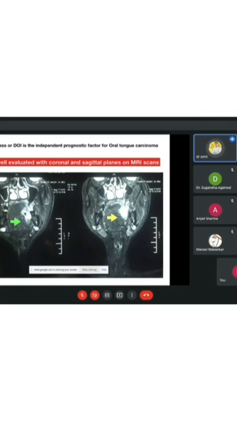inflammation below the ulcer, as well as infiltration of the cancer cells into the intrinsic muscle of the tongue. And when it reaches up to the midline, it is very difficult for the patient to move the tongue.